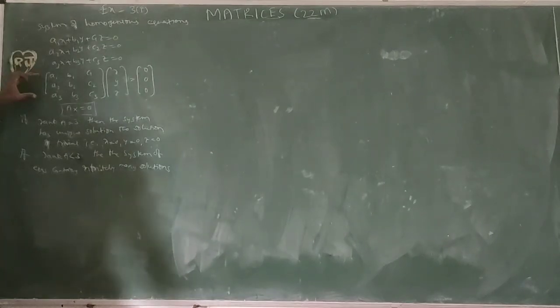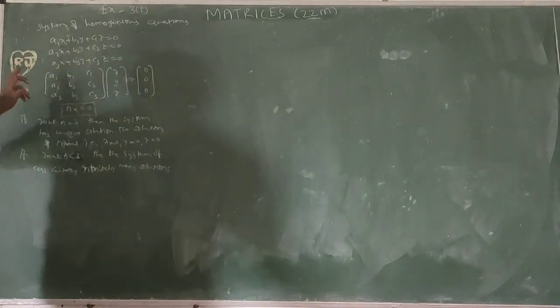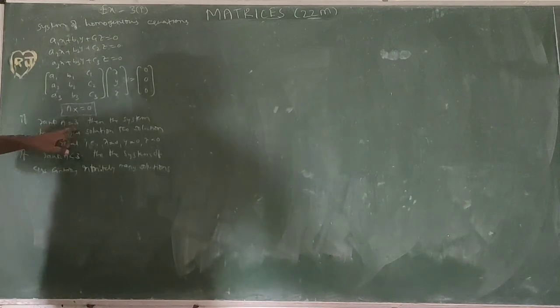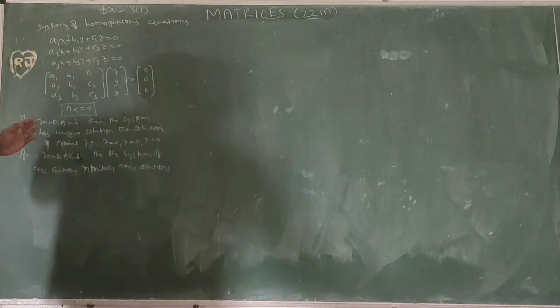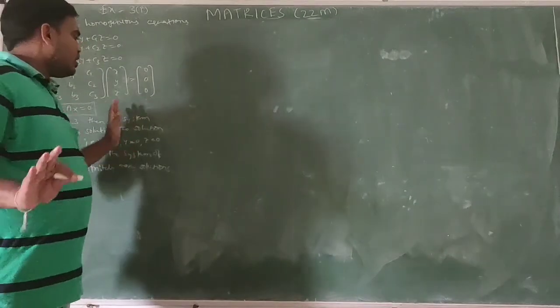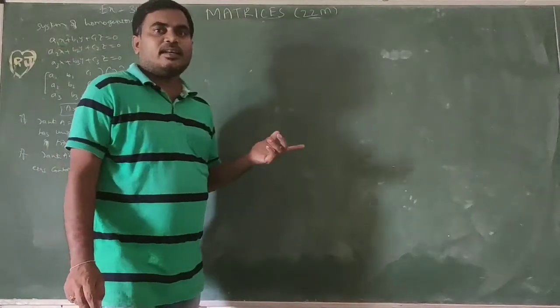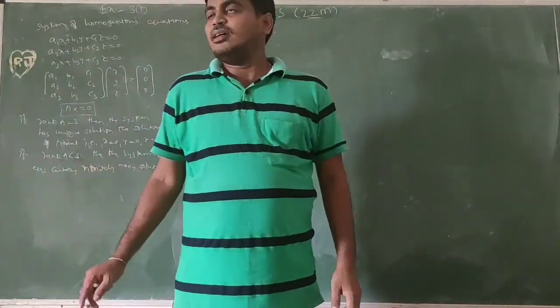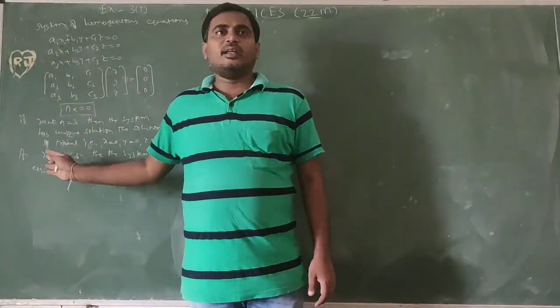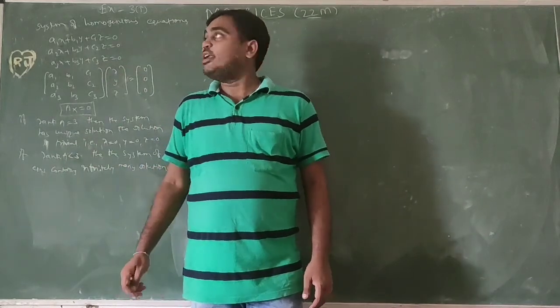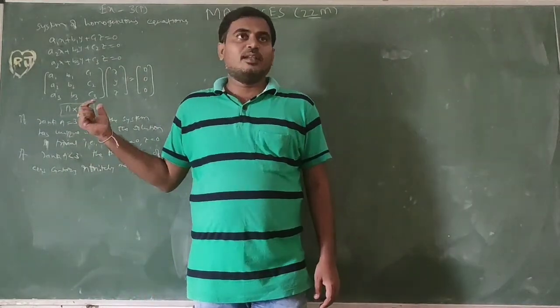So if the rank of A, this is the matrix A, is equal to 3, then it contains only one solution, a unique solution. So the solution is trivial, that is x equal to 0, y equal to 0, z equal to 0. If rank of A is less than 3, then it contains infinitely many solutions. So we need to discuss problems in the exercise.